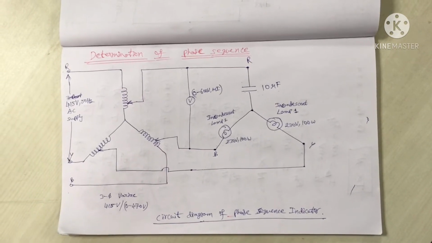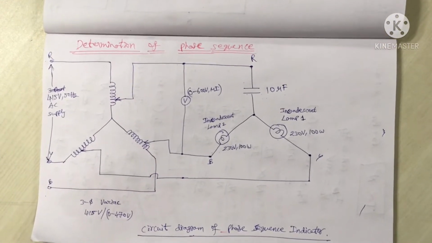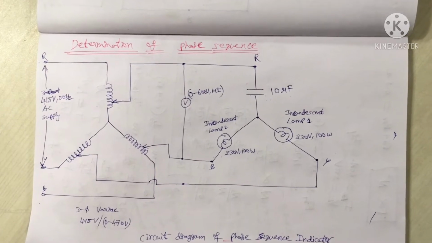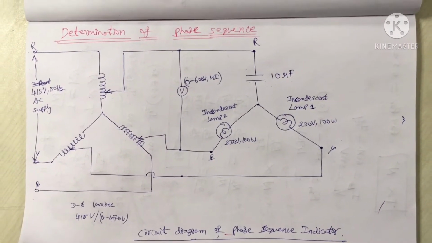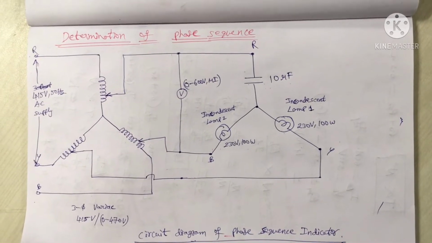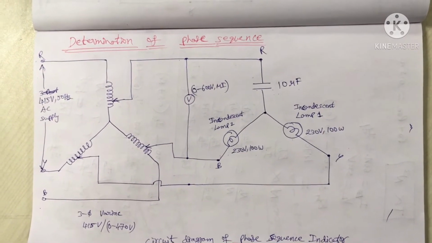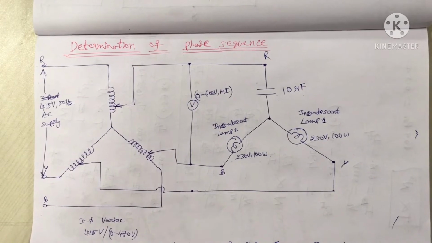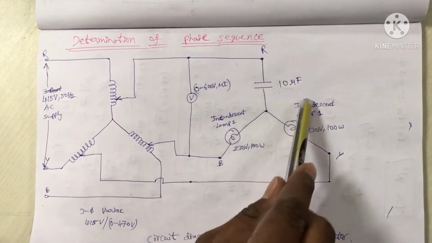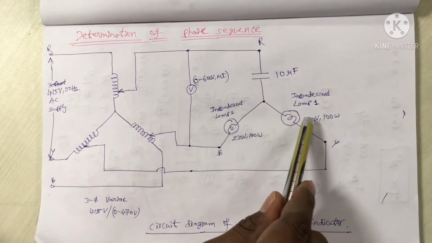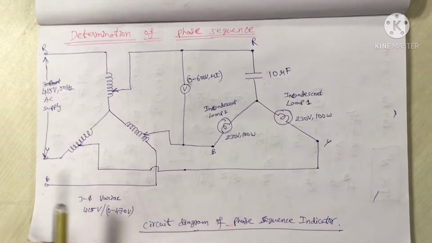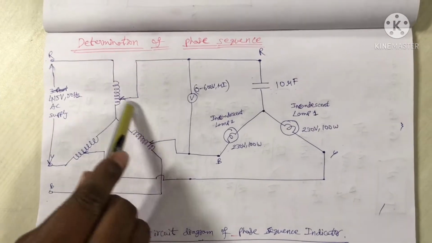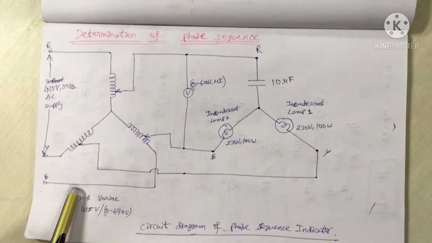Today we are going to perform the experiment on determination of phase sequence. Objective of today's experiment is to determine the supply phase sequence. For that we are using one 10 microfarad capacitor, two incandescent lamps, each rated 230 volts 100 watts, and also we are using one 3-phase variac.